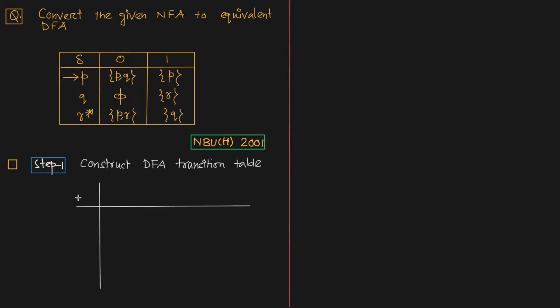So the states, that is delta. So this is P. What are the input symbols? 0 and 1 are the input symbols.